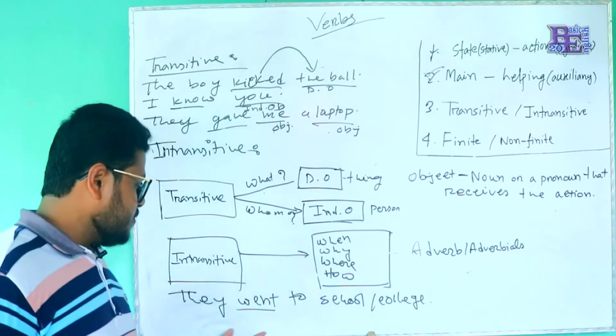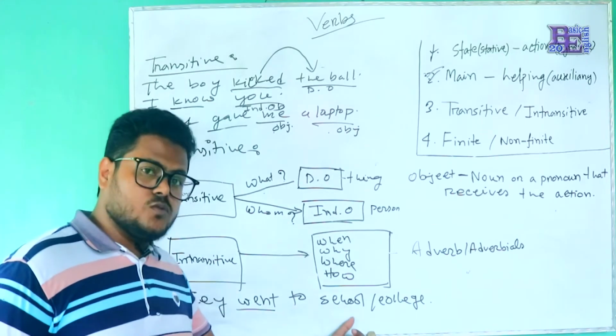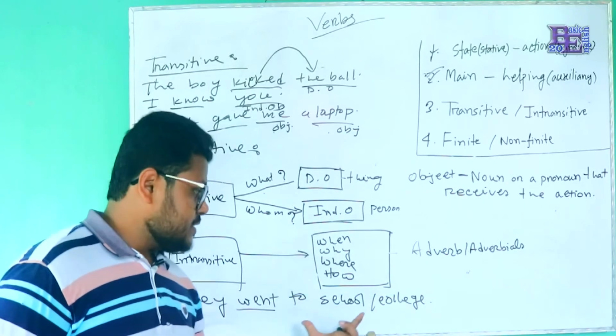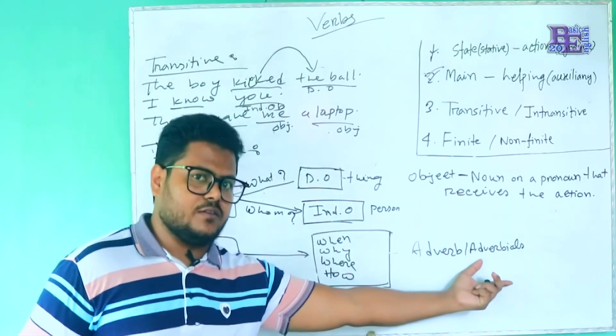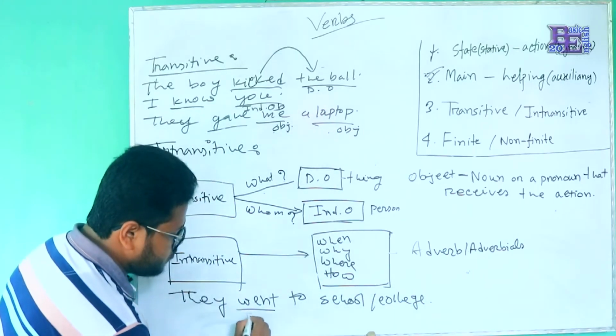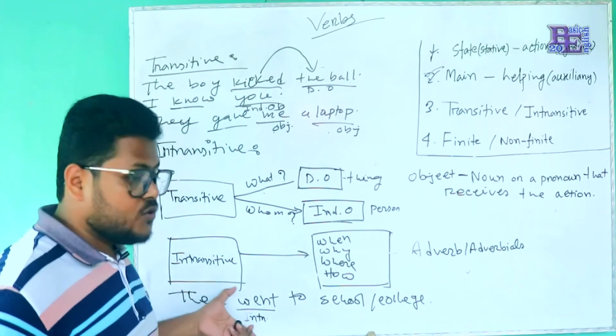Okay, so if you say, where did they go, then the answer will be to school or to college. So this is an adverb, as it is a group of words. This is an adverbial or adverbial phrase. Here the verb is intransitive, because there is no object.